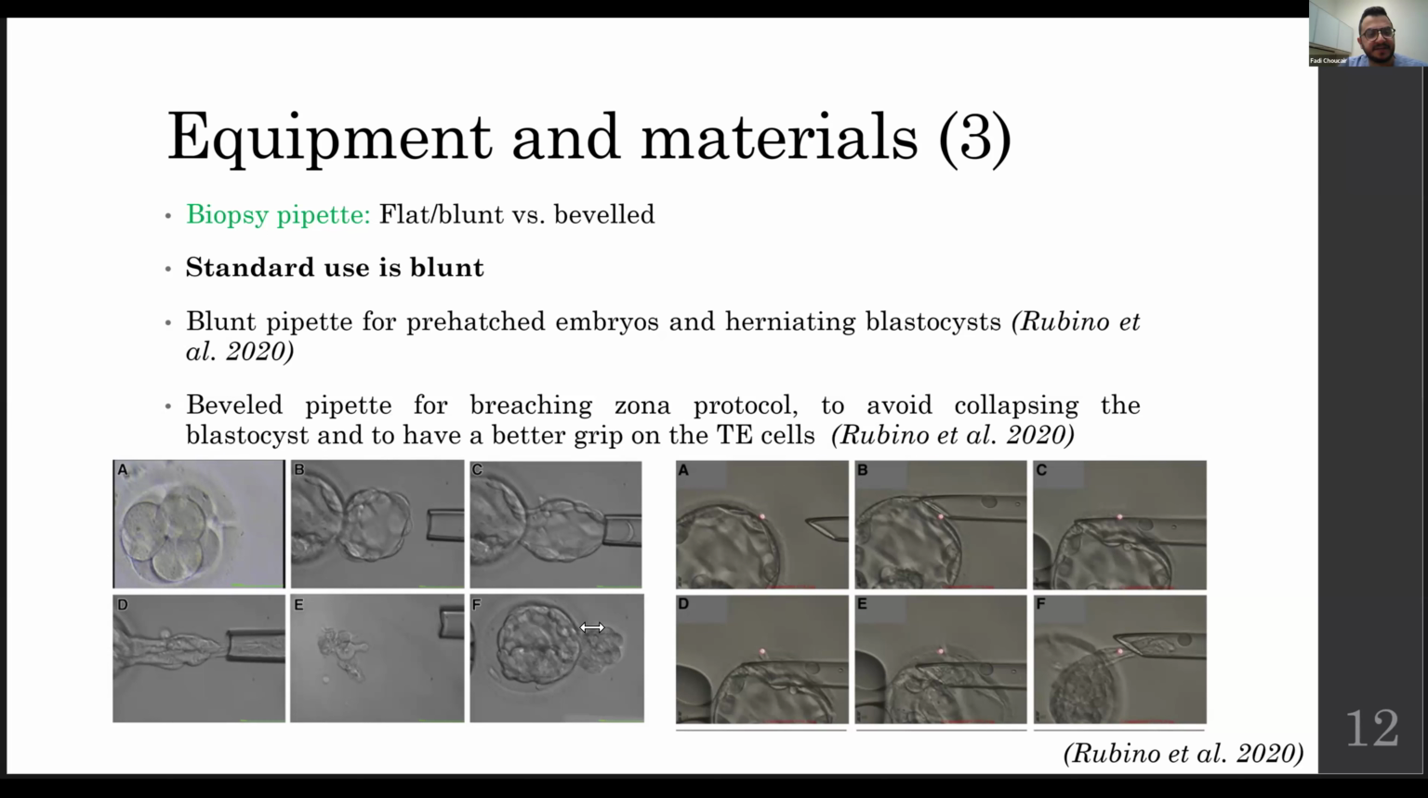So blunt pipettes were used for pre-hatched embryos and herniating blastocysts, whereas beveled pipettes were used for breaching zona protocols. When you breach a zona, it is just to avoid collapsing of the blastocysts and to have a better grip of the trophectoderm cells. As you see here on the right figure, in this protocol, they preferred using the beveled pipettes, but the standard is the blunt one. Also, no studies showing superiority.